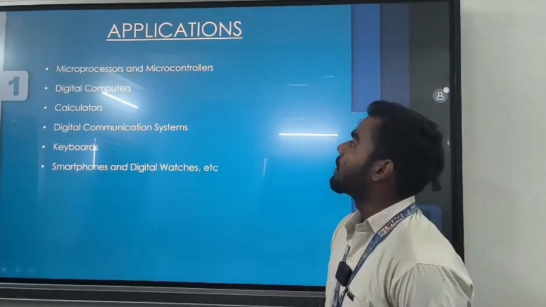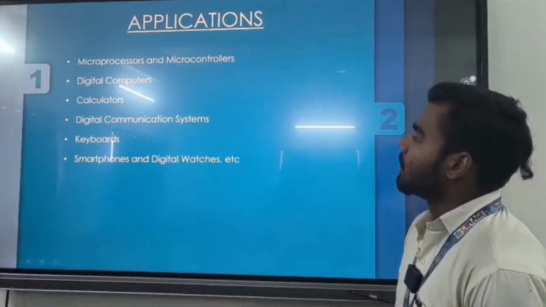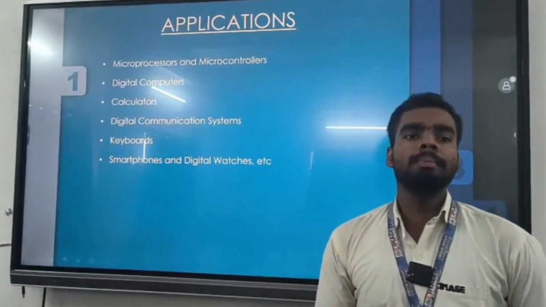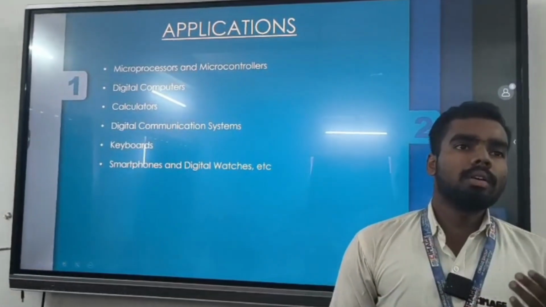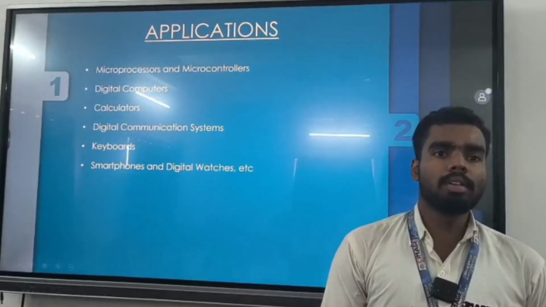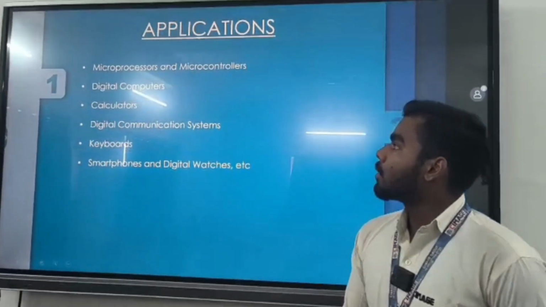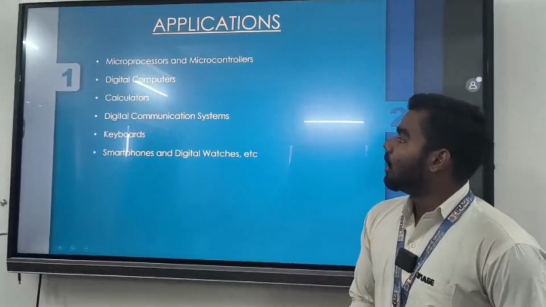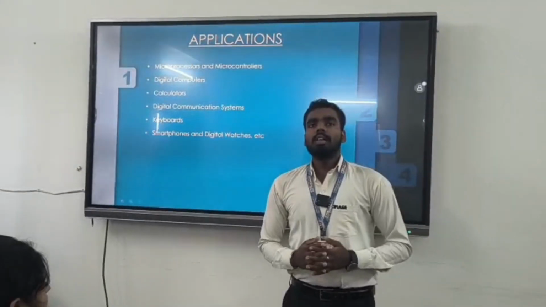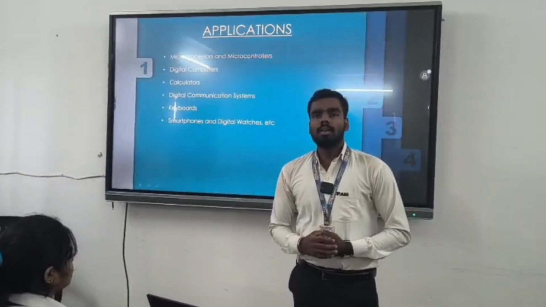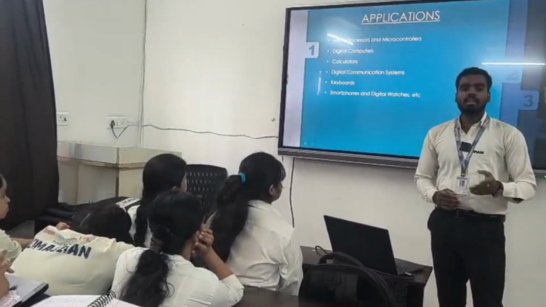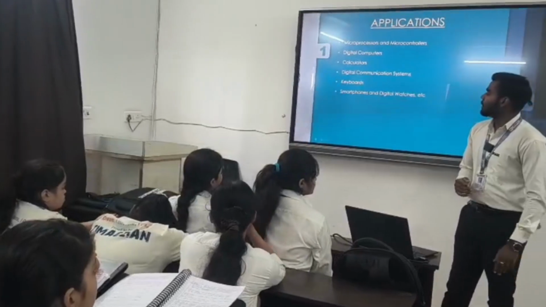Now here are the applications of combinational circuits. First of all, the application is in microprocessors and microcontrollers. As the combinational circuit does not depend on the previous output, it only works on the current input and output, so it is used in microprocessor chips. Another application is in digital computers and calculators. Here, calculators means the old version of calculators, where there is no need of memory; only the current input is calculated for plus, minus, subtract, division.